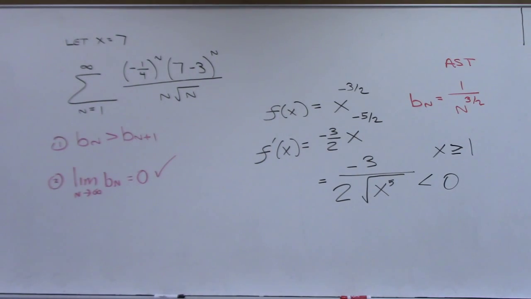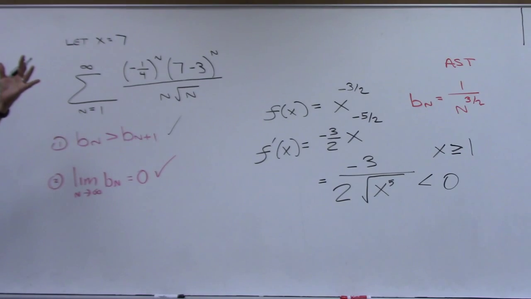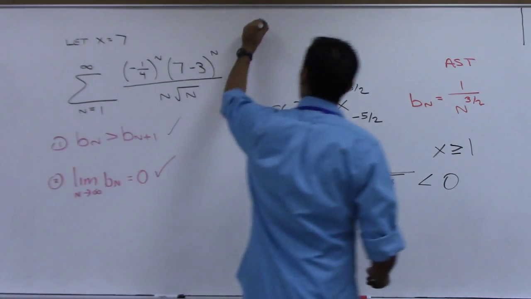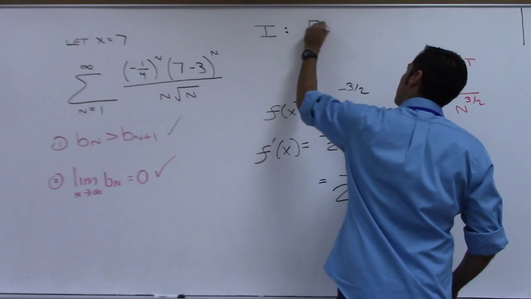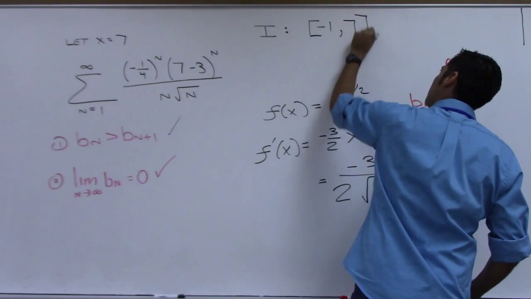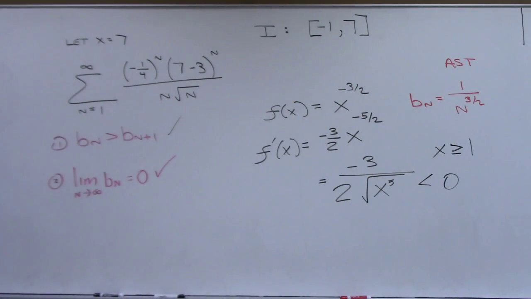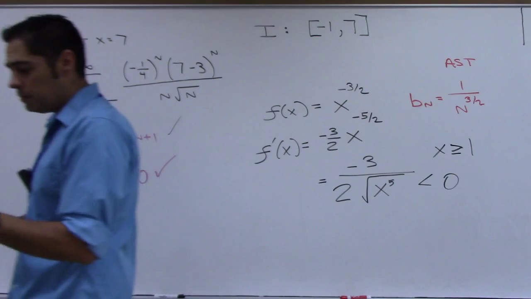Either way. So what do we conclude? Does the alternating series both checked off, right? So it converges, right? So both endpoints. So my final result is the interval of convergence is -1, 7, including both endpoints. Bam. We're done.